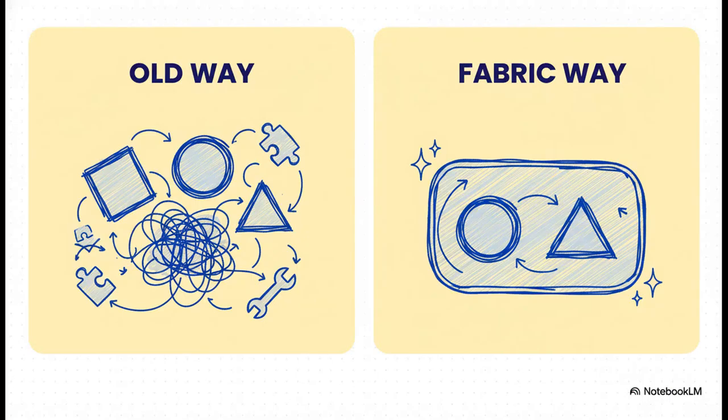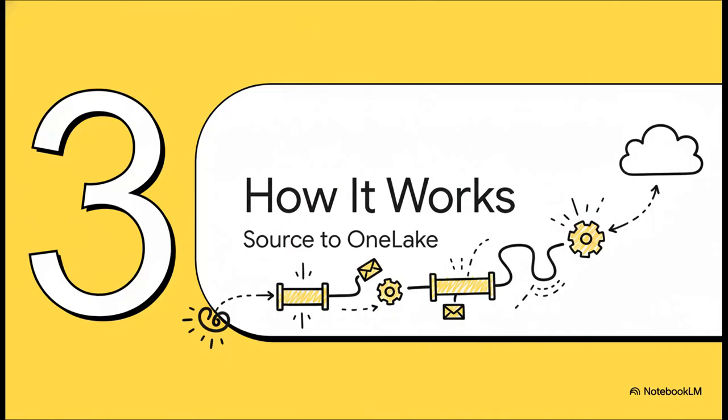Okay, this slide really lays it out, doesn't it? Look at the left. That's the old way. It's a jumbled mess of separate technologies you have to stitch together manually. Now look at the right. That's the Fabric way. It's clean, it's streamlined, and everything just works together out of the box. We're talking about a massive, massive drop in complexity here. It's night and day.